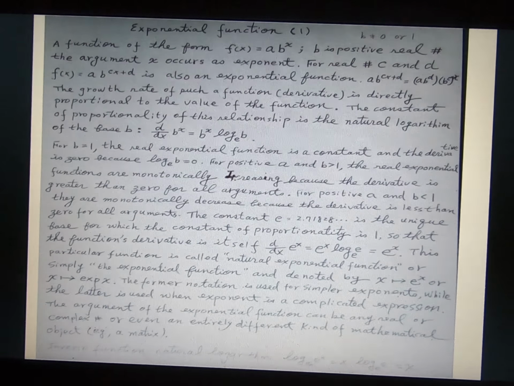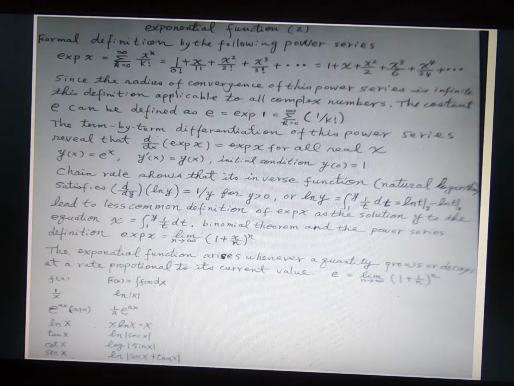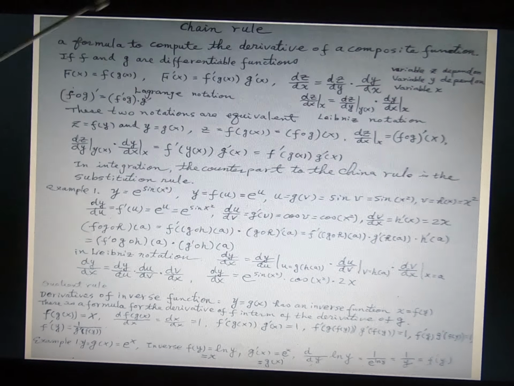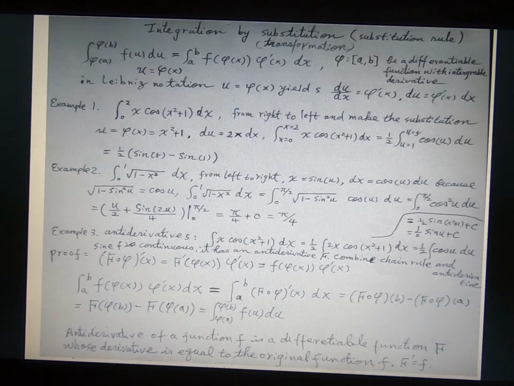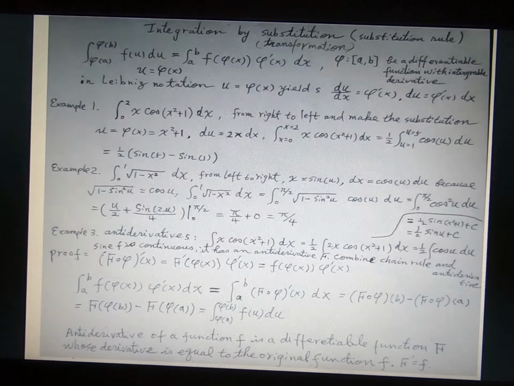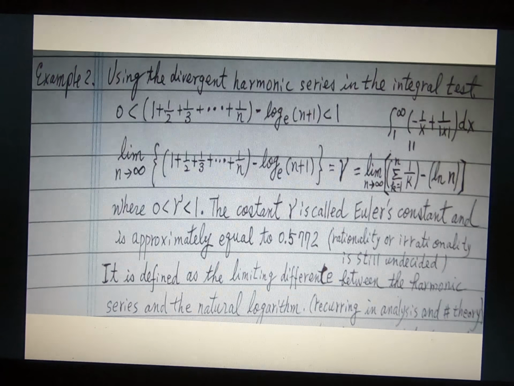And you need to understand the exponential function, the natural logarithm, and you need to know the chain rule. These are the chain rule, and integration by substitution or transformation. In here, I give you this information for you. And this is an example of getting Euler's constant by using this integration test.